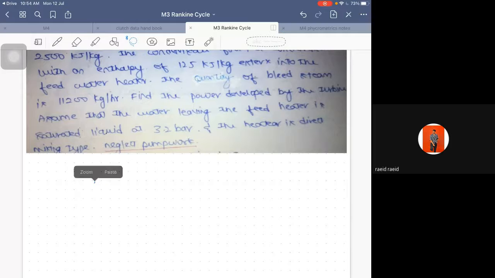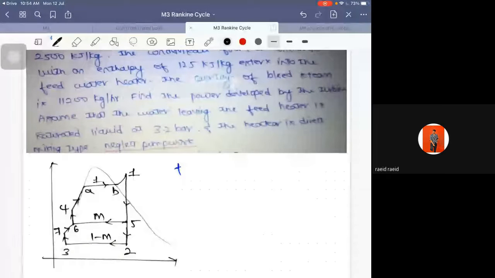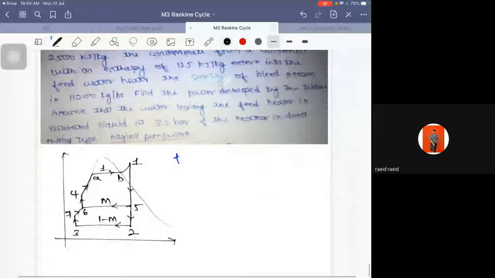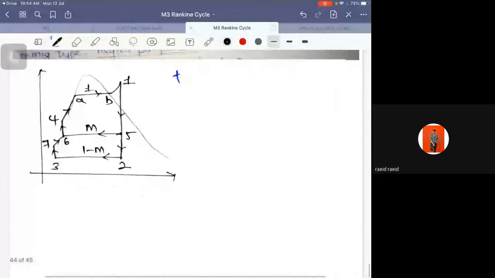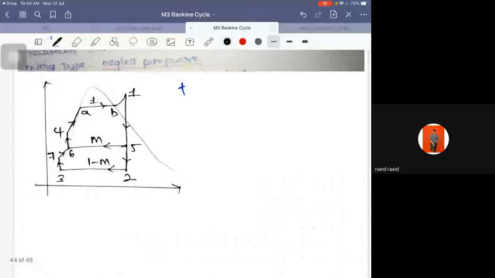So this is a regenerative Rankine cycle which we are supposed to deal with. So first, he says, the steam turbine... I hope everyone has copied the question, right? Correct? So this is a TS diagram.